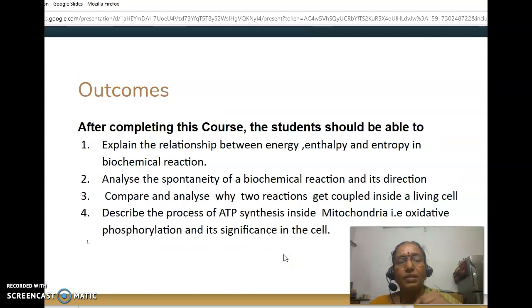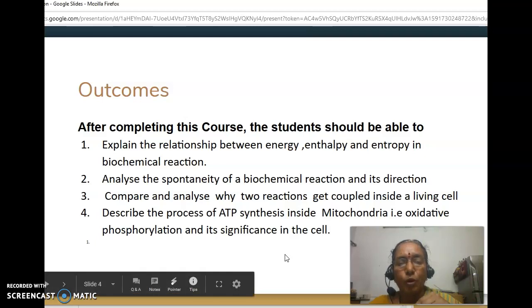After doing this course, the student will be able to explain the relationship between the energy, enthalpy and entropy of a biochemical reaction. They can also analyze whether a given biochemical reaction occurs spontaneously and what would be the direction of that reaction. Then they can compare and analyze why two reactions get coupled inside a living cell. And they can also describe the process or the steps involved in ATP synthesis inside the mitochondria, which is very, very important, and also appreciate the importance of this process inside the cell.